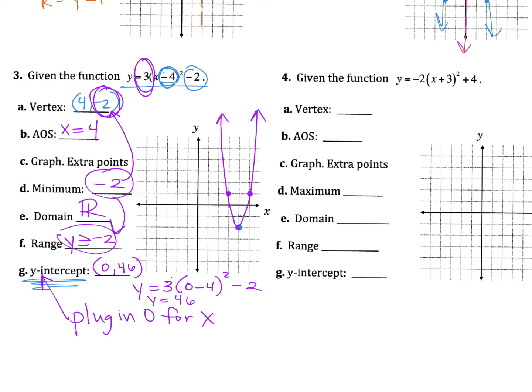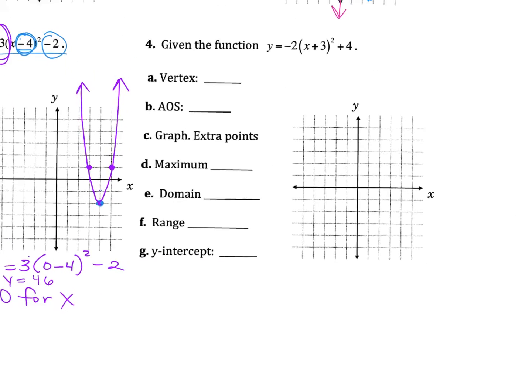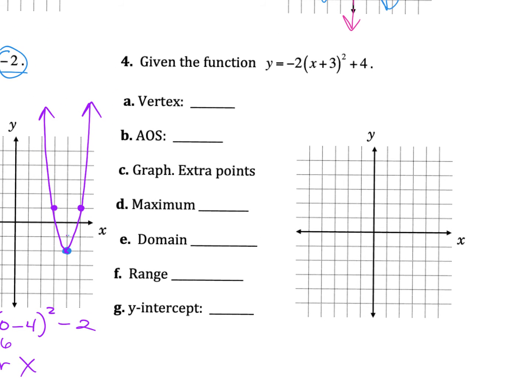Don't write y equals 46 because that sounds like you're naming a horizontal line. If you just told me 46, I probably wouldn't mark that wrong. Okay, you try this one. Find the vertex, the axis of symmetry, graph 2 more points. You don't need all 5 points, just graph 2 more.